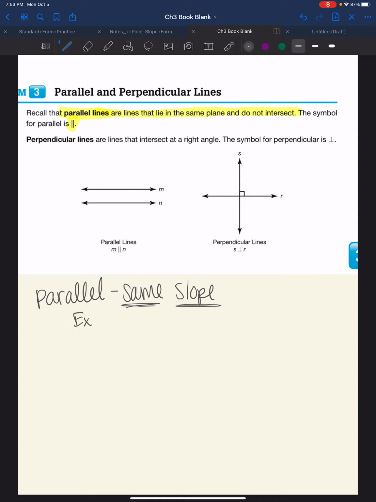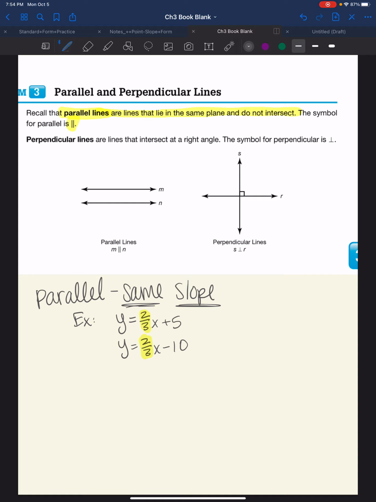So for example, if I wrote the equation y equals 2/3 x plus 5, noticing that the slope for this one is 2/3, if I wrote another equation that was y equals 2/3 x minus 10, those two lines would be parallel. And I know that because the slope is the same. So I know that they would never intersect because they have the same exact slope. And we'll look at what that looks like on a graph in a little bit.